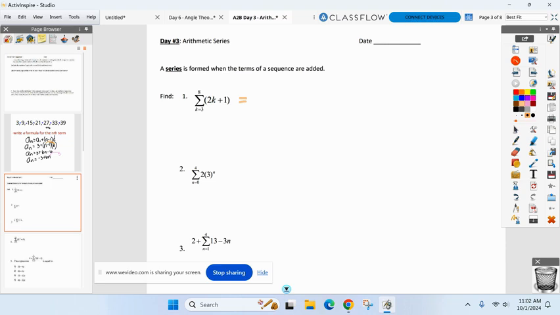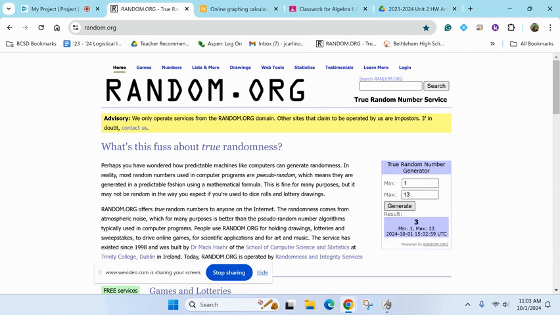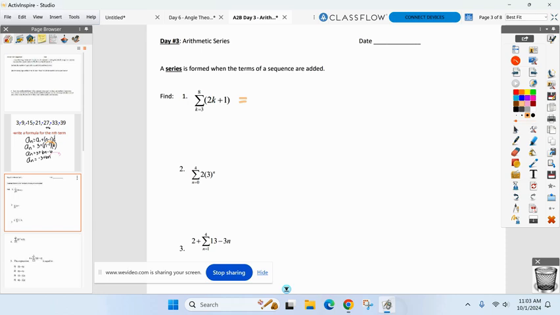2 times 3, and then you add the 1. What's the first term in the sequence here? 3. There you go, Will. 7.